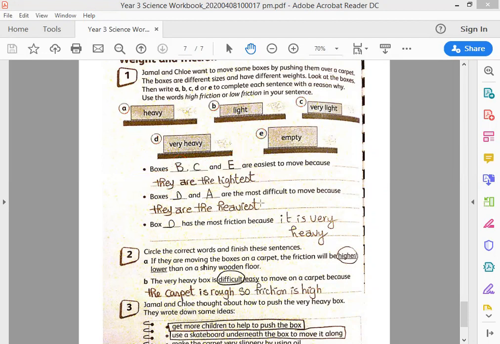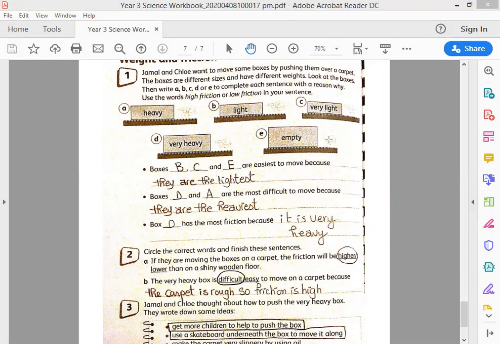Next question, he asks you which boxes are the most difficult to move. Yes, of course, box D and box A. Why? Because they are the heaviest. One is heavy and the other is very heavy. So they need much more force to move from one place to another. Okay, what do you think, which box has the highest friction?